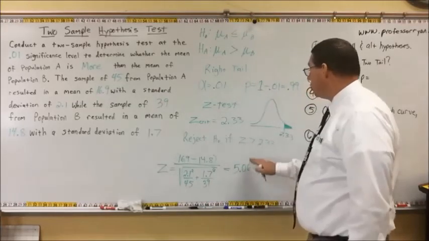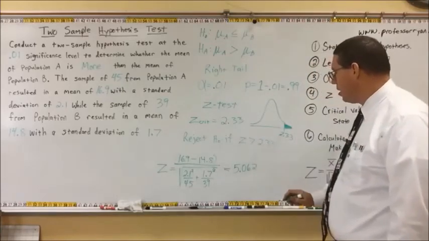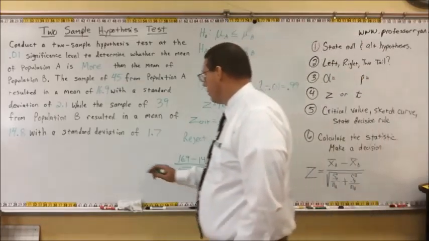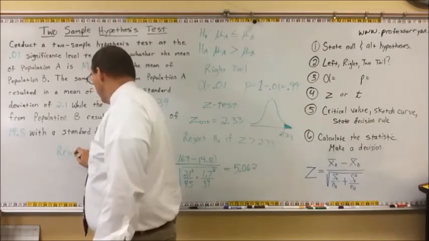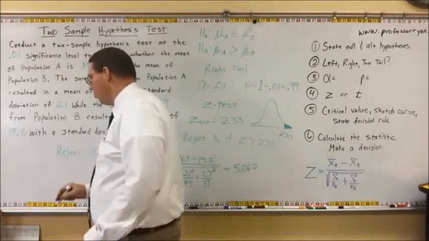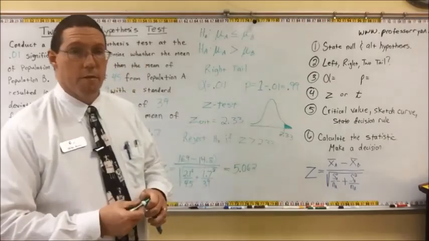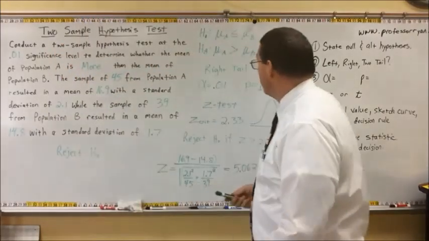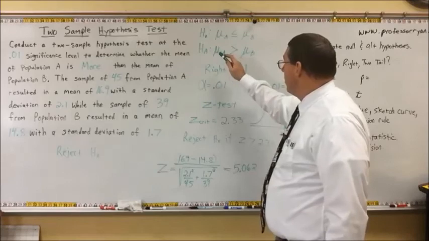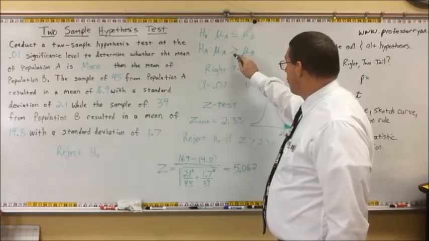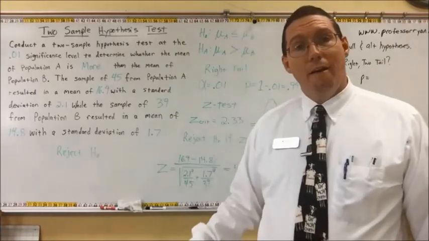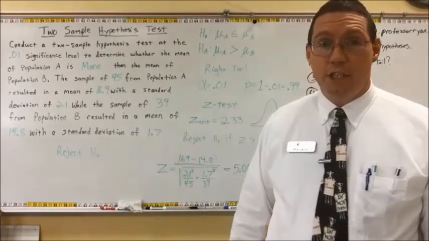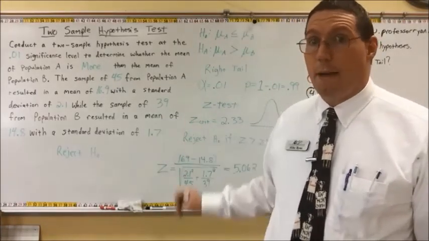5.062, which is greater than 2.33. Therefore, our decision is reject H sub O, reject the null hypothesis. Now, does that automatically mean that the mean of population A is greater than the mean of population B? Not necessarily. However, this does show evidentiary support for that hypothesis.